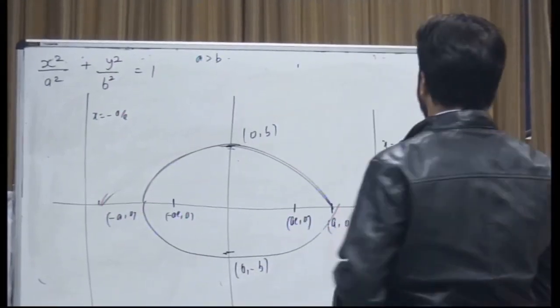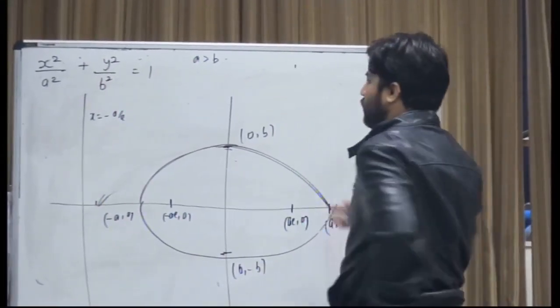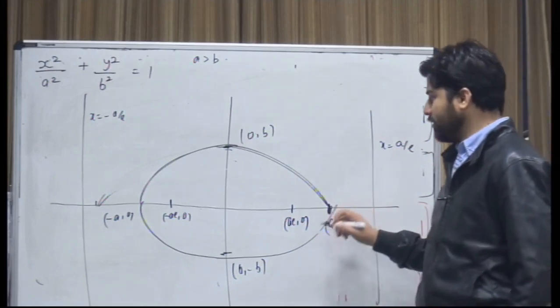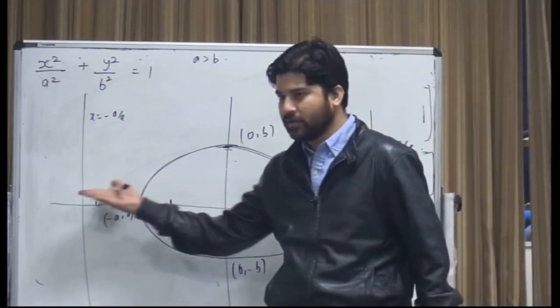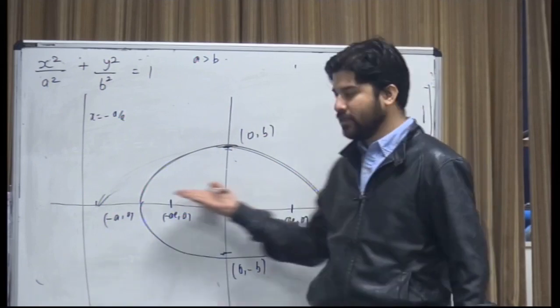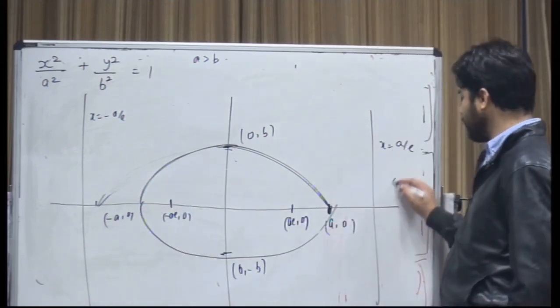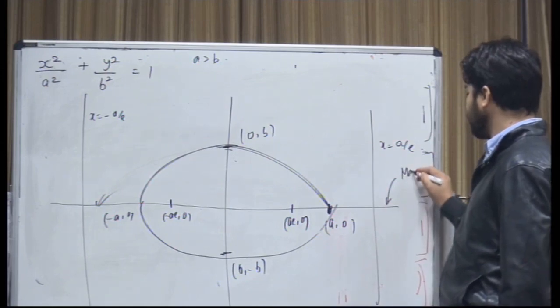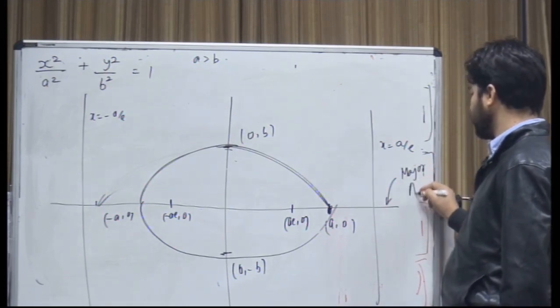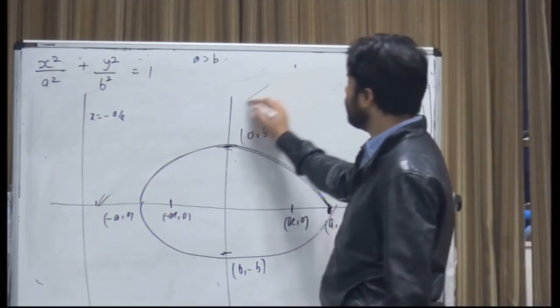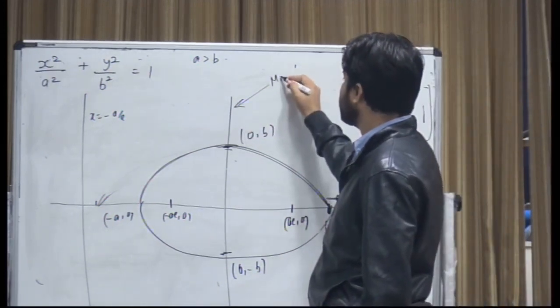Okay, now you understand this story? These 2 points, this guy is called axis. And which axis is it called? Major axis. This is called major axis, and this is called minor axis.